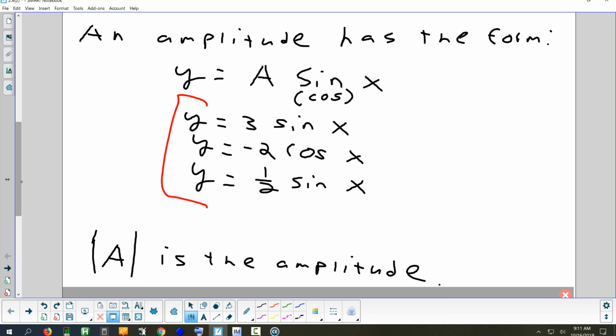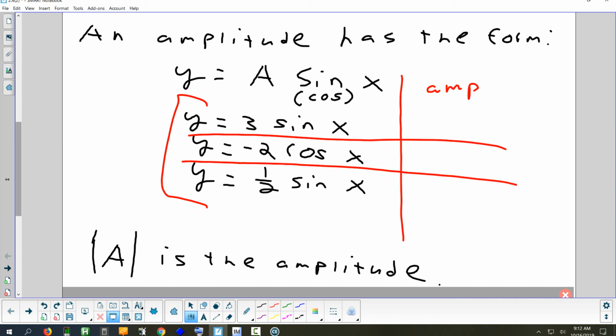So if you want to know the amplitude, what you have to do is take the absolute value of the number in front. That is the amplitude. Because remember, amplitude is a height. It wouldn't make sense if you said to me the graph is -2 inches high. Can't have that, right? You can have 2 inches, but you can't have -2 inches. Okay. So let's just make another column right here and identify the amplitude of those three.